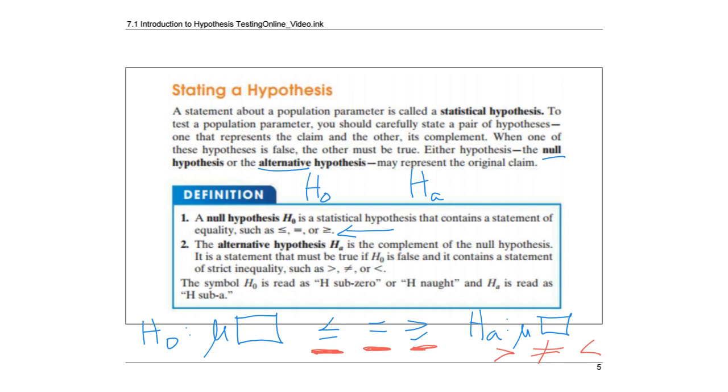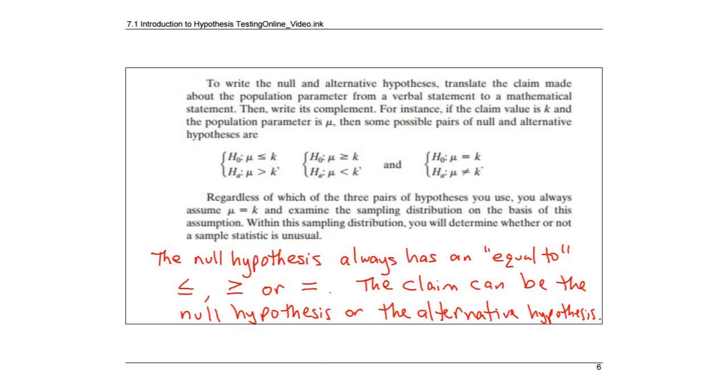So if you see equal to, either less than or equal to, or greater than or equal to, that has to be in the null hypothesis. If you see greater than, or not equal to, or less than, that's going to be in the alternative. And we're going to practice a few in just a second here.